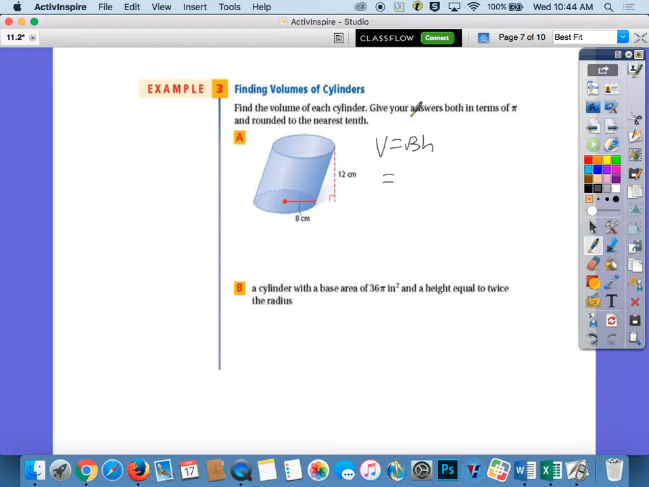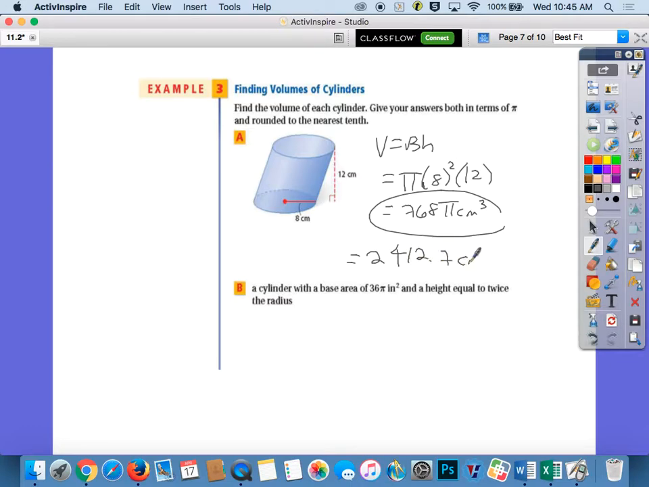So the area of the base is going to be pi r squared. So pi times 8 squared times my height. And then that's just going to be 768 pi centimeters cubed. Okay, throw that in your calculator, and you should get 2,412.7 centimeters cubed approximately. So straightforward, nothing crazy about that. Now this one's going to be more interesting.